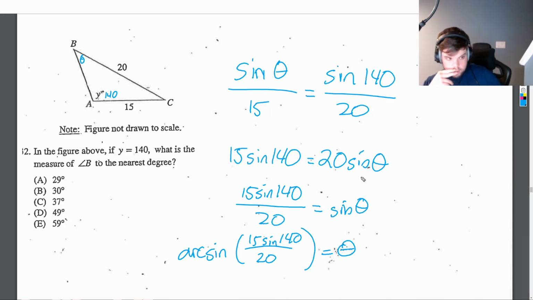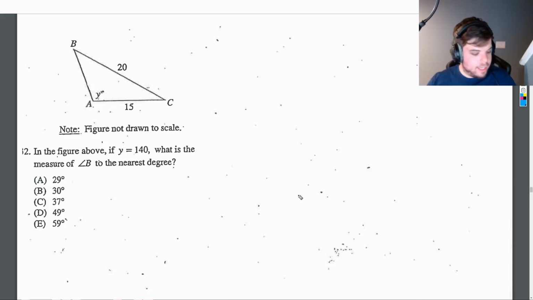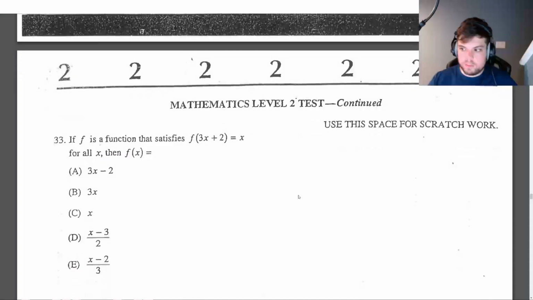As long as you do it that way, you're not going to run into any issues. I don't have to think more about whether it's an ambiguous case situation, but I think we're good. Just doing it that way, we're okay. Okay. So 33.